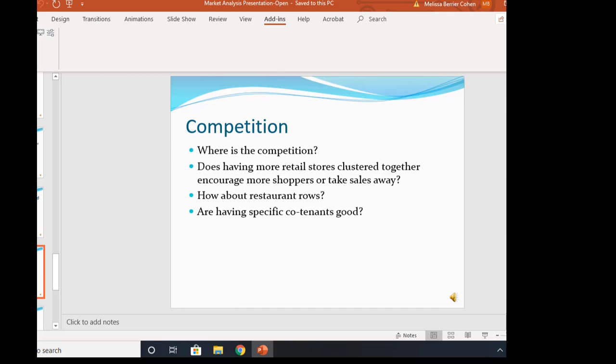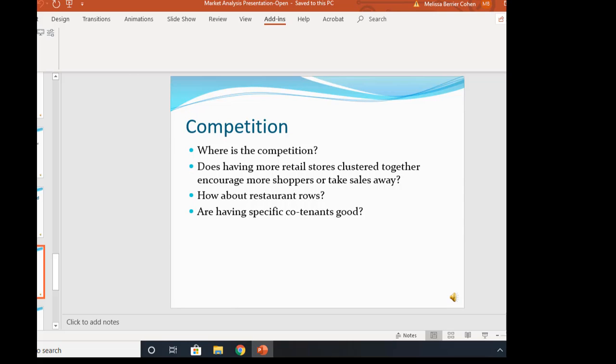The next factor to consider is competition. Where are they located at? And one thing, this is a twofold or a double-sided question here. Does having more retail stores clustered together encourage more shoppers, or does it actually take sales away? So you have to think about what your business is and whether that's a good thing or a bad thing.